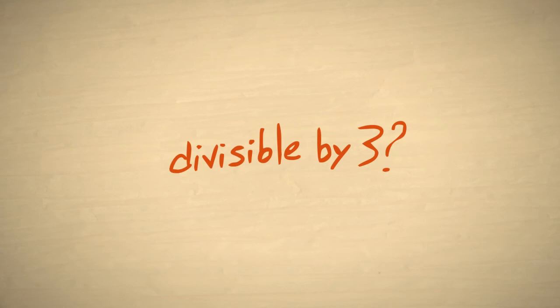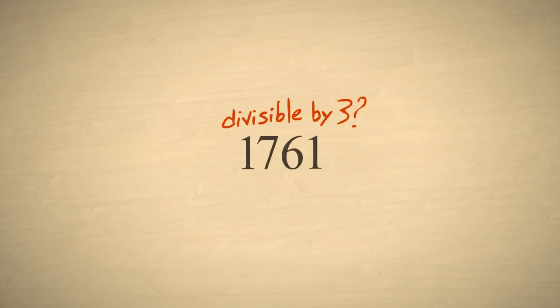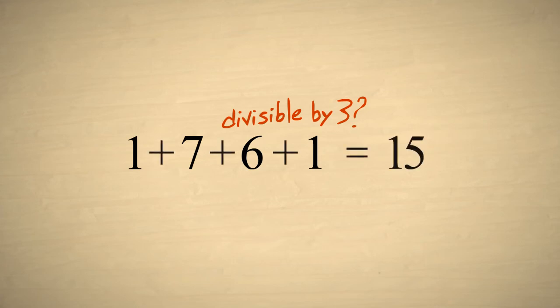In addition, there is an interesting trick for determining if a number is evenly divisible by 3. A number is divisible by 3 if the sum of its digits is divisible by 3. For example, the number 1761 is composed of digits 1, 7, 6, and 1, whose sum is 15. Since 15 is evenly divisible by 3, then so is 1761.